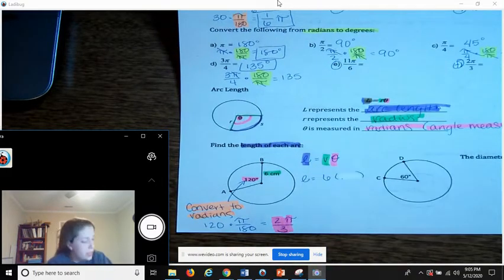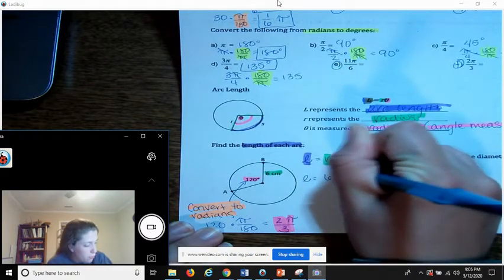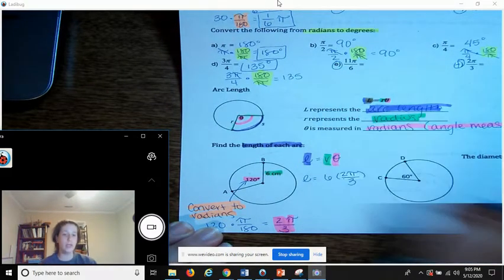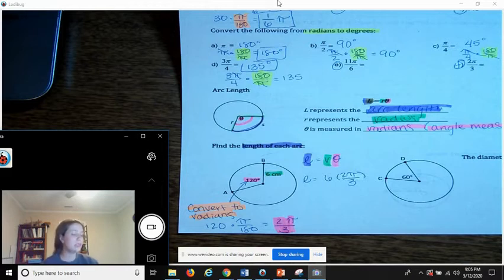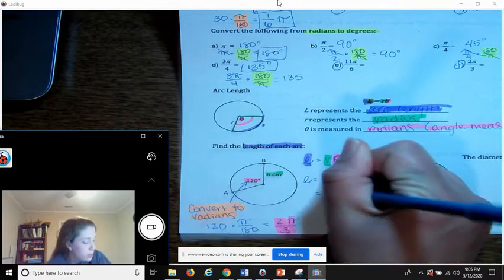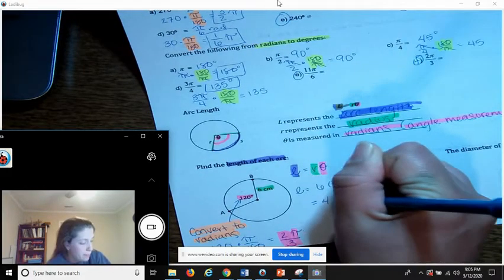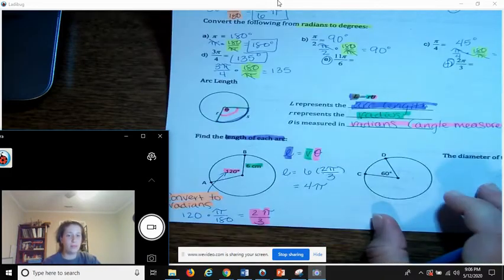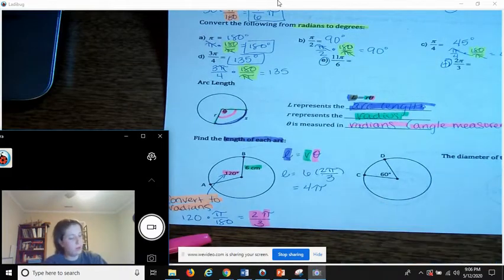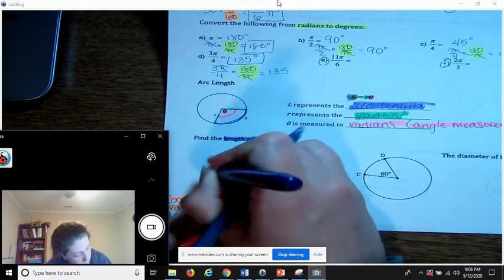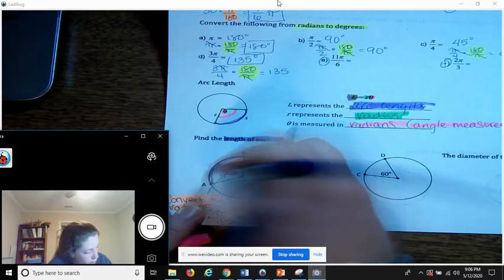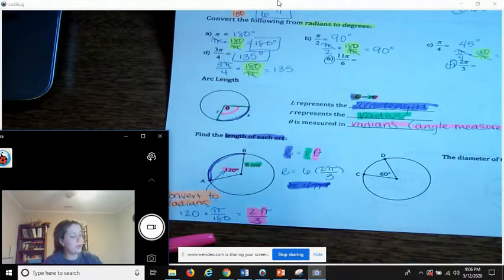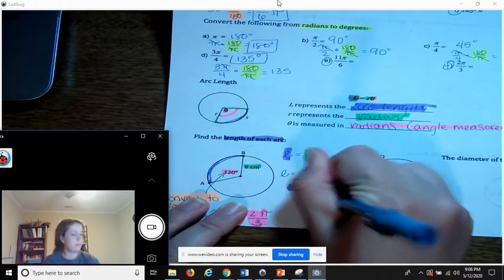So I put this 2 pi over 3 in my formula, and now I need to multiply. 2 times 6 is 12. 12 divided by 3 is 4. So my arc length should be 4 pi, and that is the final. That's from A to B, the arc length, and it's 4 pi radians.